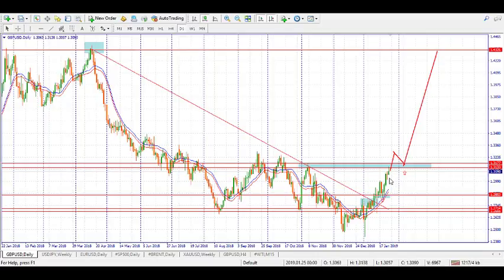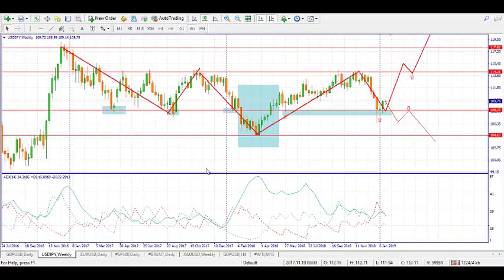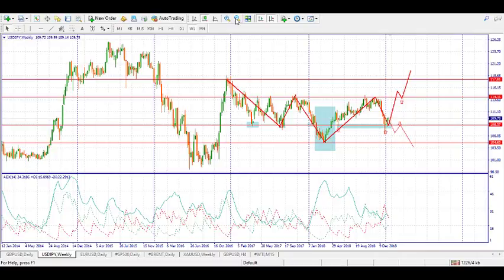So that's just that. With this pair, either sell or a break above so that you can buy it upwards. And we move to the next pair, which is USD here.